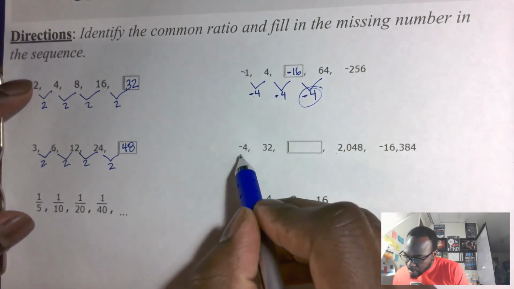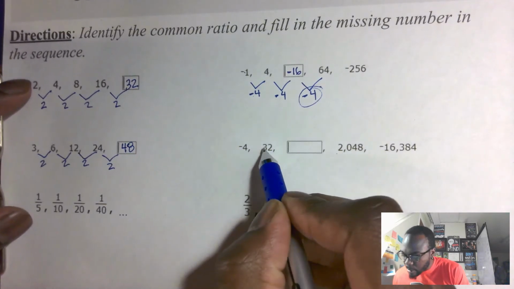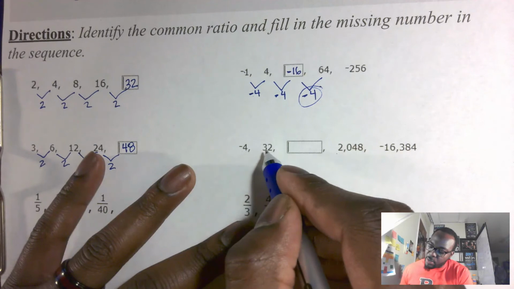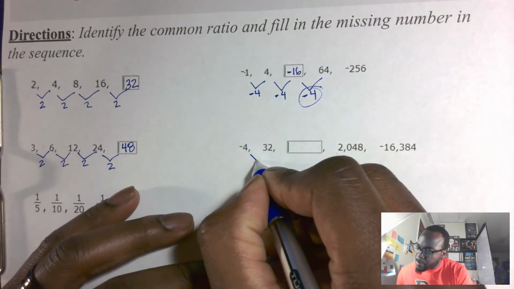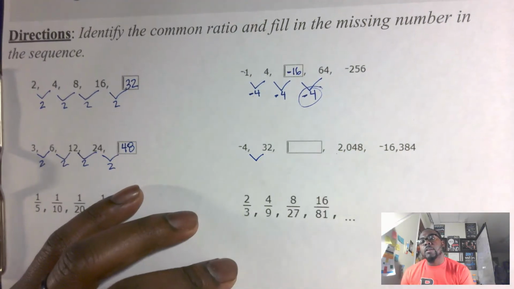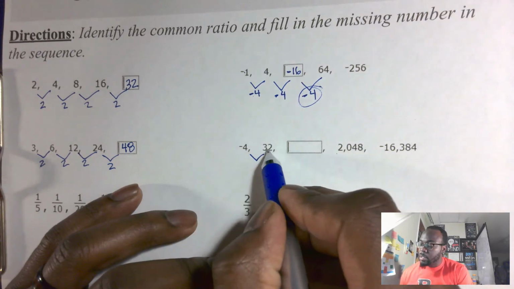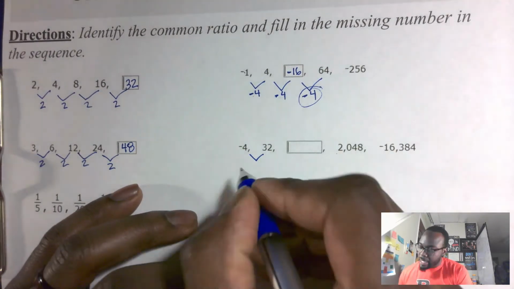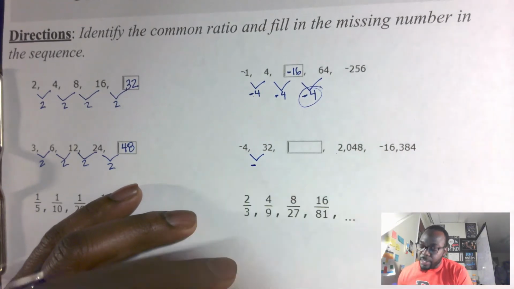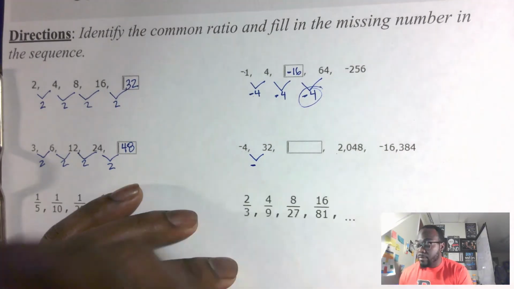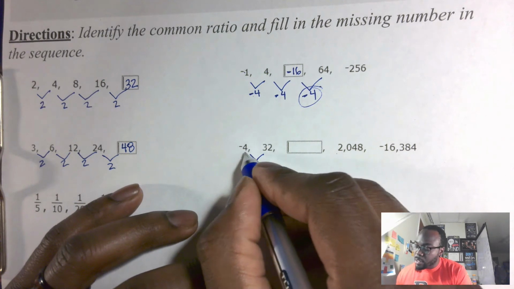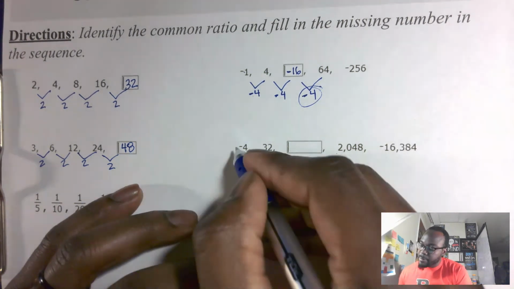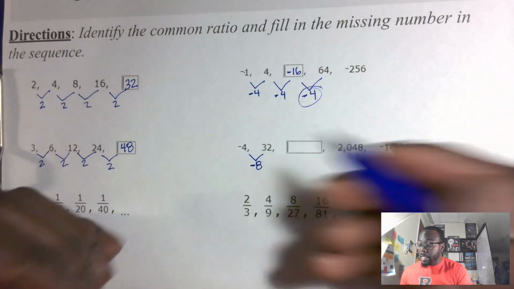We're going from negative 4 to 32. I wonder what times negative 4 is going to give me 32. An easy way to do it, you can say 32 divided by negative 4. What do I get? It's got to be a negative number, because what? 4 times what? 4 times 8. Negative 4 times negative 8 gives me 32.